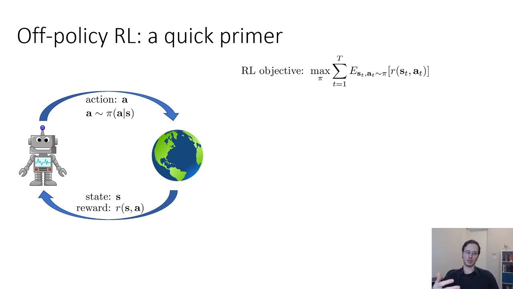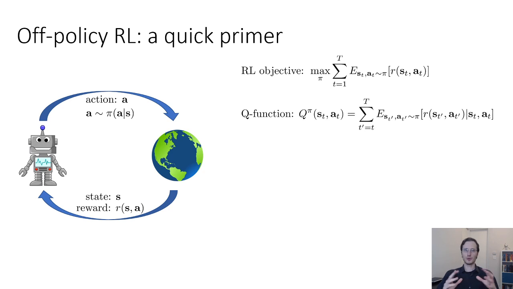So the agent doesn't just take the action that yields the highest reward right now, it's supposed to take the action that yields the highest rewards in the long run. Now, a very useful object for maximizing this reinforcement learning objective is the Q function. The Q function tells you if you start in a particular state, take a particular action, and then follow your current policy pi, what is the total reward that you will accumulate?